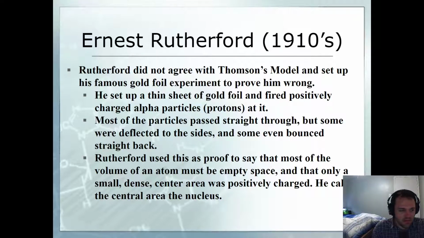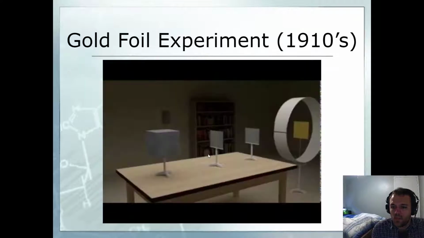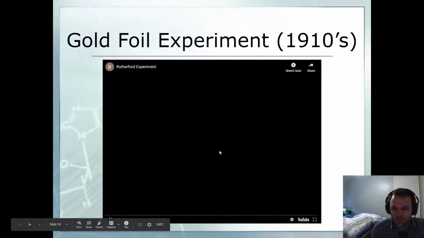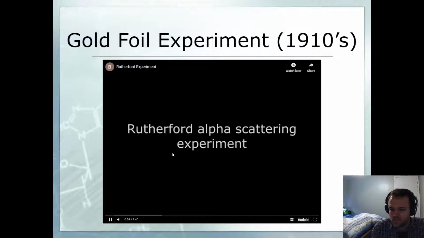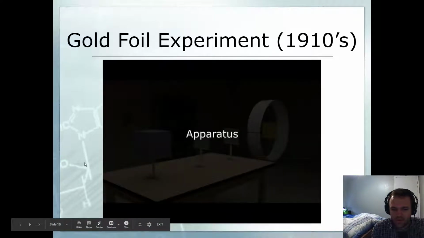So he called that center area the nucleus, and everything else around it, he thought all the negative charges were just scattered around it, out in empty space. So here we've got another quick little video explaining the gold foil experiment. So we'll watch this real quick, and I'll walk you through it.